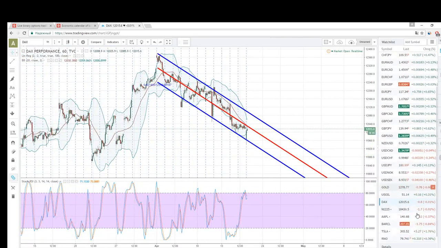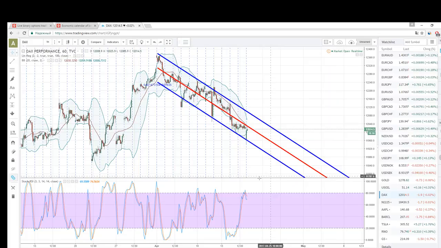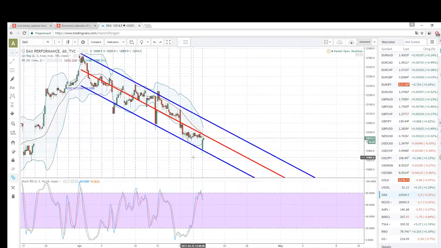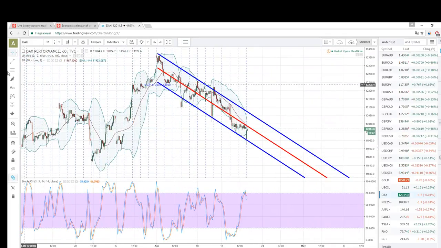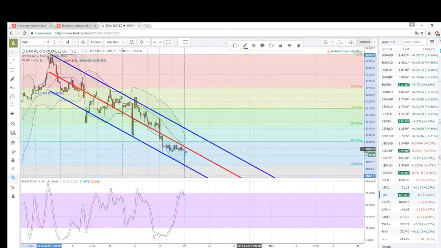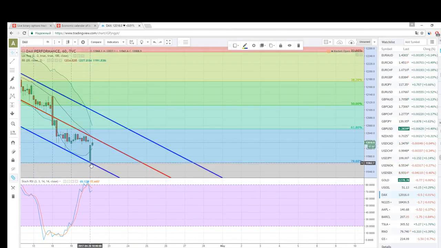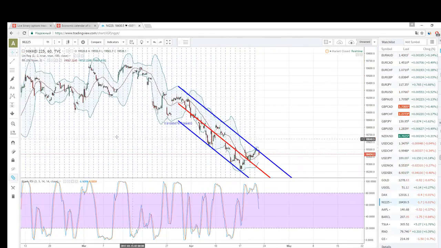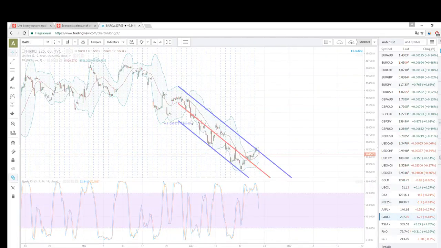Here we have German DAX. Okay, the market is open. So what do we have here? Nothing obvious.